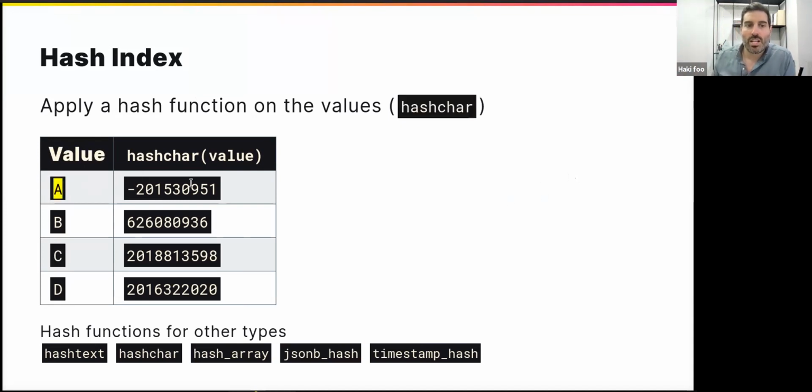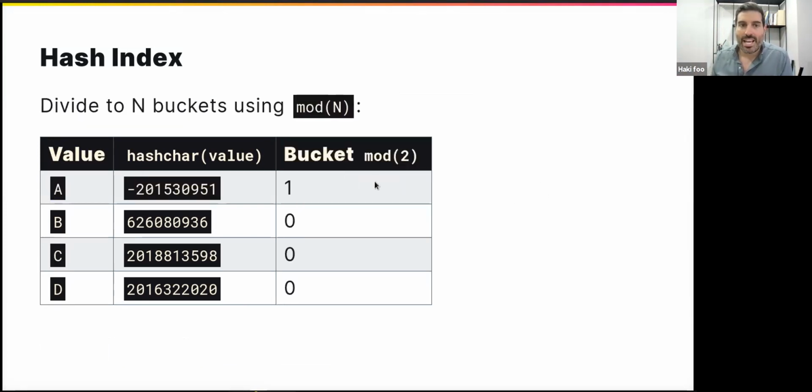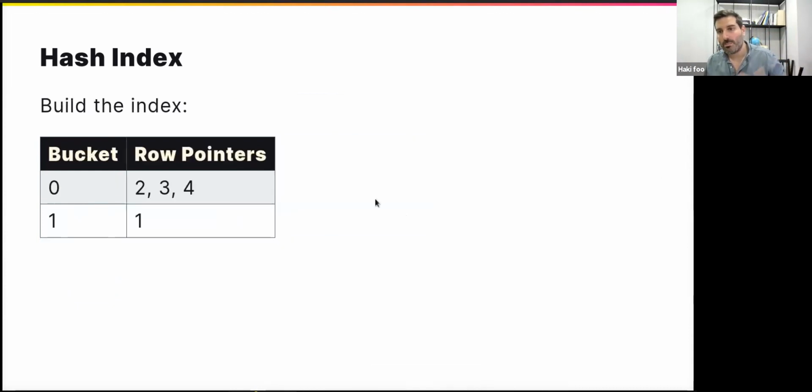So we have the values, and now we have the hash value. Next, we want to divide these values into buckets. So we use modulo the number of buckets. The number of buckets is also something that Postgres determines for you. You don't need to explicitly say how many buckets you want. In this case, we want 2 buckets. So we divide the values according to their hash values into 2 buckets. So A would be in bucket 1, and B, C, and D would be in the second bucket. And then we can build the index.